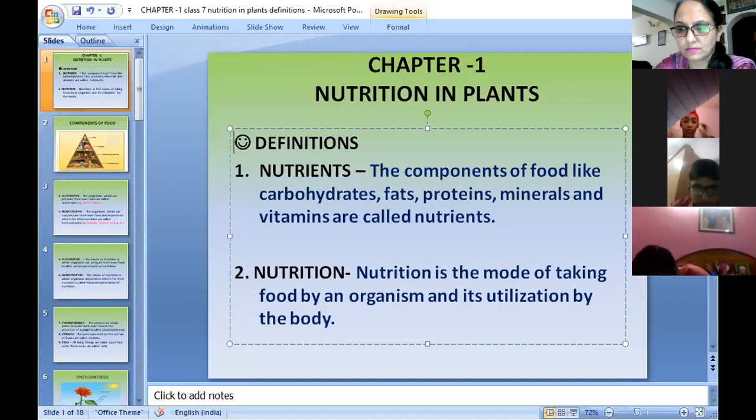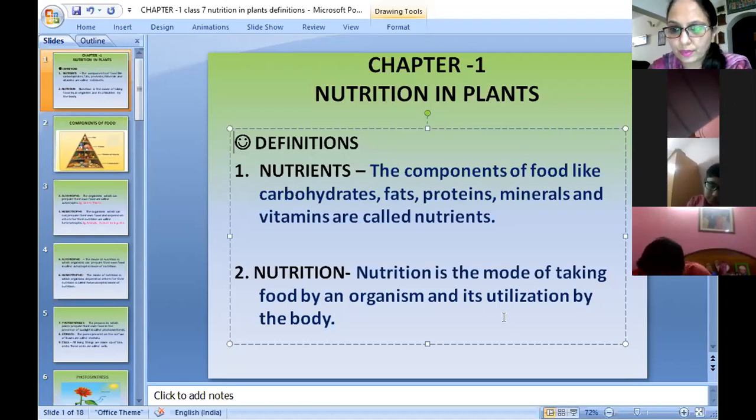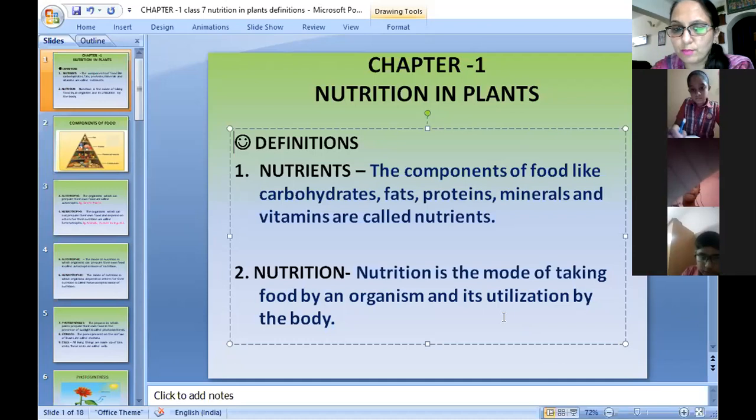Okay, next is nutrition. Nutrition is the mode of taking food by an organism and its utilization by the body.